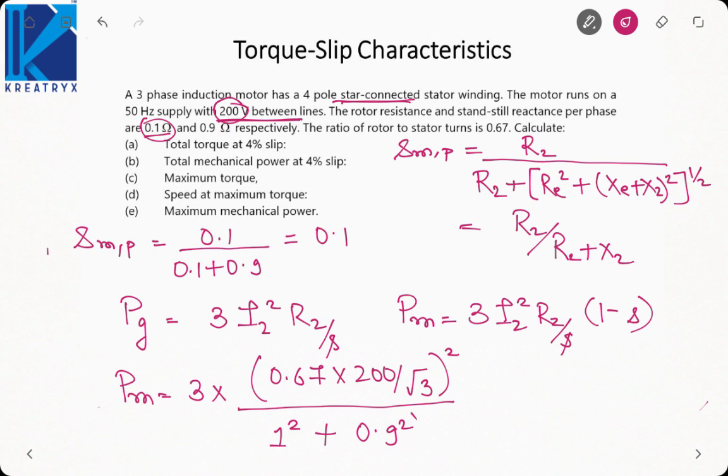X2 square into 0.9 square into R2 by S, that is 1, into 1 minus S, that is 1 minus 0.1. So this will come out to be 8.93 kilowatt. So remember this thing, the condition for maximum mechanical power and the maximum torque is different. You have to memorize both the conditions.